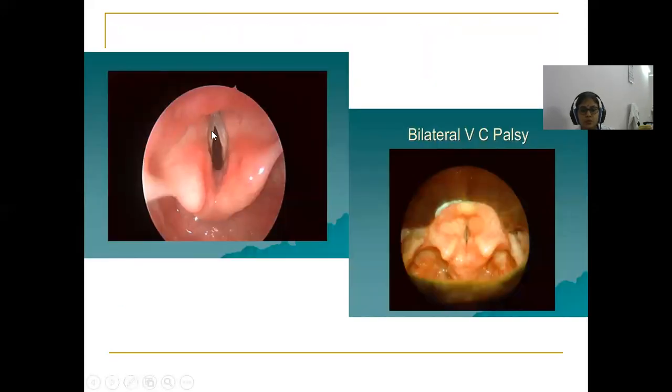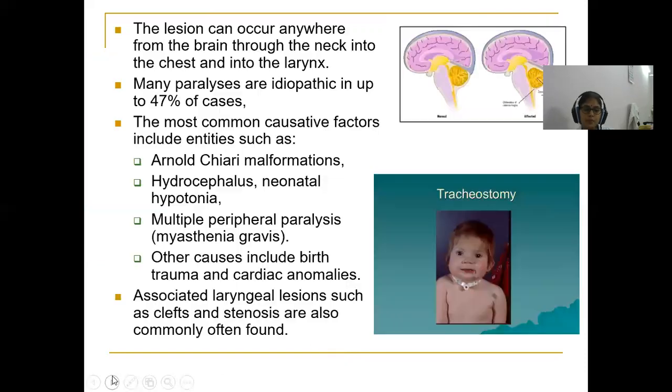So that's the picture. You can see that both the vocal cords are in the paramedian position, bilateral vocal cord palsy. The lesion can occur anywhere from the brain through the neck into the chest and into the larynx. Many paralyses are idiopathic, in up to 47% of cases.